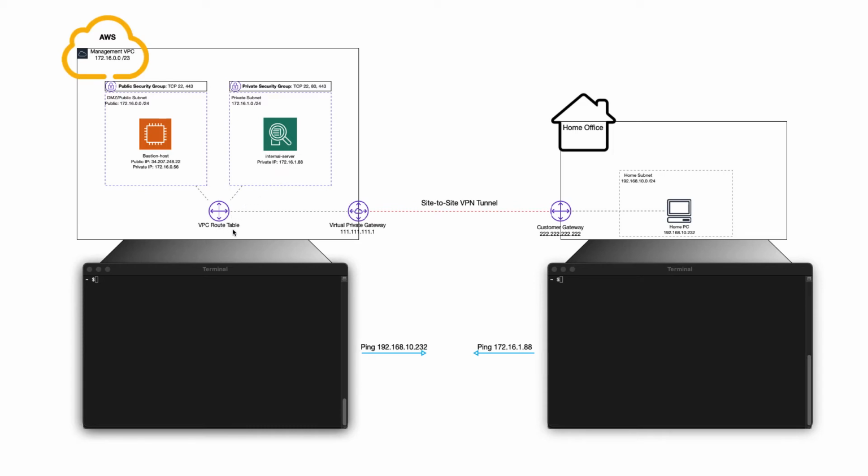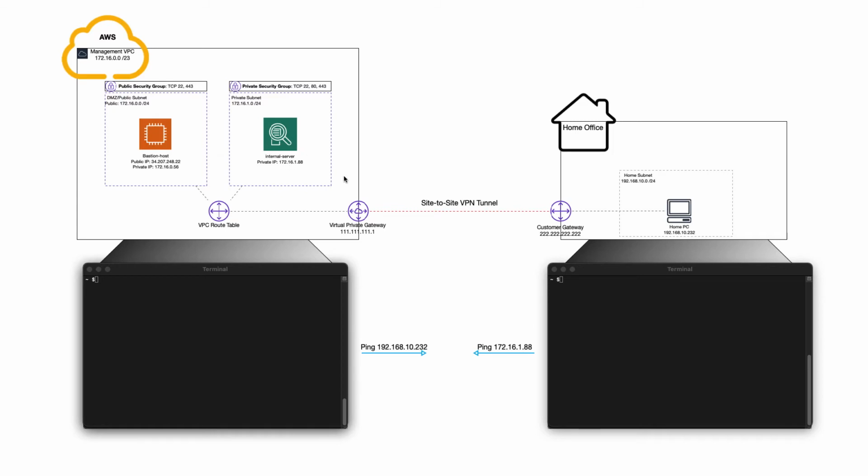Again, we'll cover what that is when we get to the AWS VPN configuration, as well as the virtual private gateway. And this red dotted line is representative of the site-to-site VPN tunnel between the two. Now, when we get done establishing the site-to-site VPN tunnel, I should be able to ping the 172.16.1.88 address, which is assigned to the internal server.